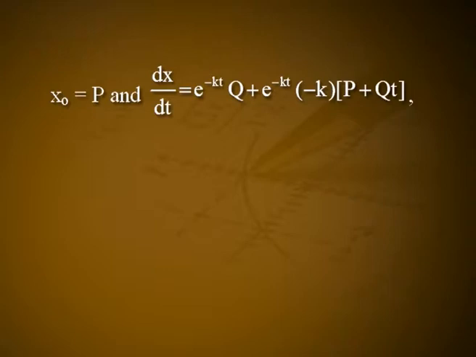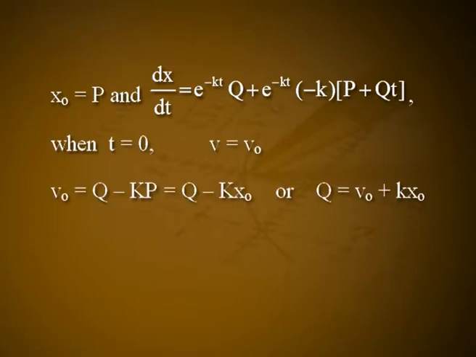At time t = 0, let the displacement of the particle be x = x₀ and the velocity be v₀. Then from equation 4, x₀ = p and dx/dt = e^(−kt)·q + e^(−kt)·(−k)(p + qt). When t = 0, v = v₀. So v₀ = q − kp = q − kx₀, or q = v₀ + kx₀.